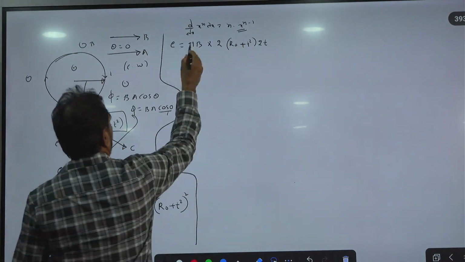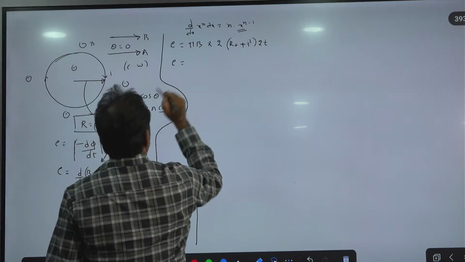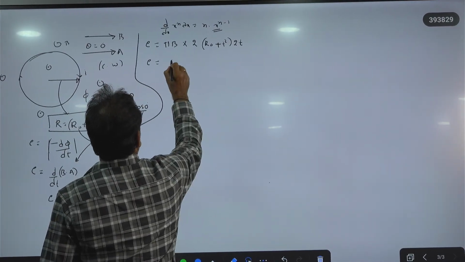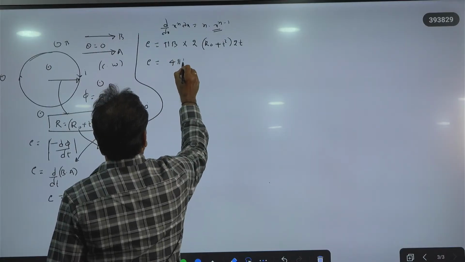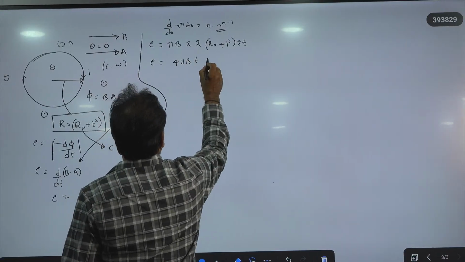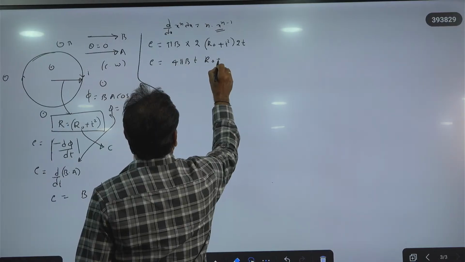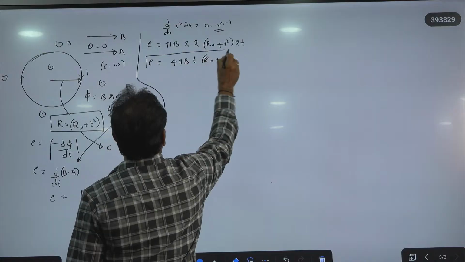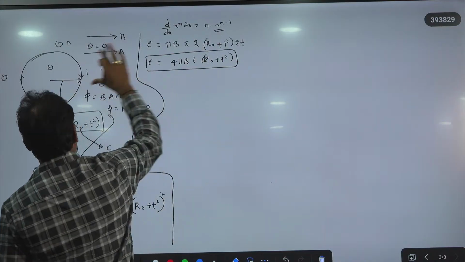Okay. Therefore, the induced EMF is given by E is equal to, what is the value? 4πBt into (r₀ + t²). This much amount of induced EMF is induced across the coil.